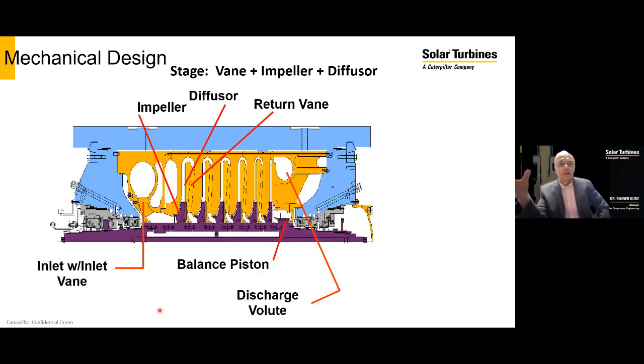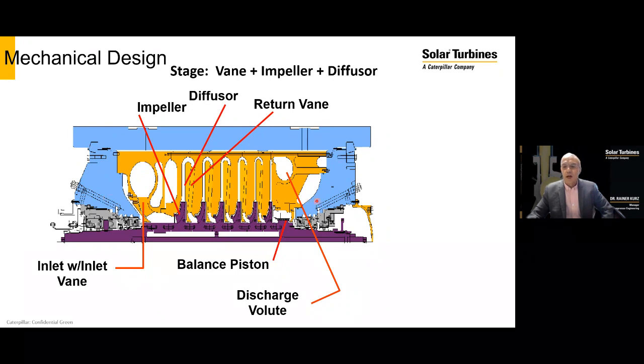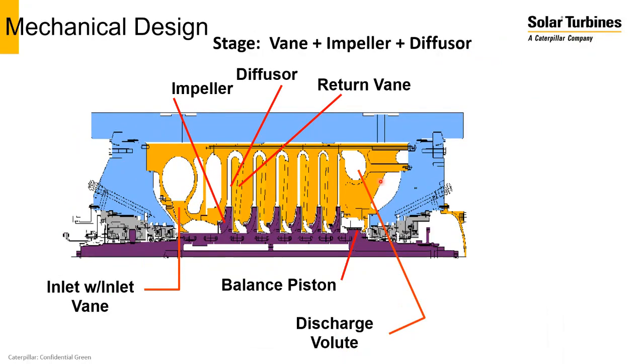So with that, let's look a little bit first into a cross-section of a typical centrifugal compressor. This is a barrel-style machine. So we have the blue parts, which are the pressure-containing parts. That's the casing. And in this casing, we have a rotor with the impellers, that's in purple, and the stationary parts with the inlet, diffusers, return channels with return vanes, and a discharge volute.